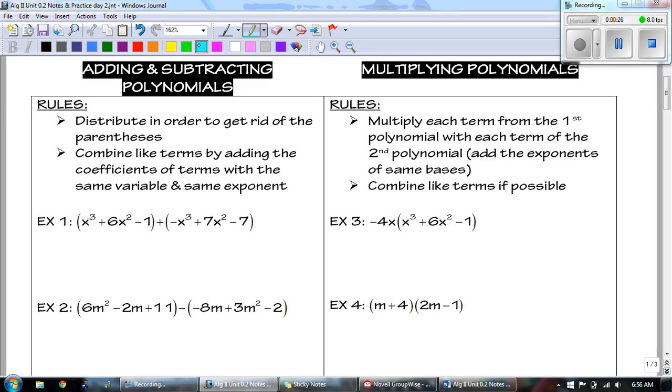Okay, so I'm looking just over here on the left side. When we are adding and subtracting polynomials, the first thing we need to do is to distribute in order to get rid of parentheses. And then we're going to combine like terms by adding the coefficient of terms with the same variable and same exponent.